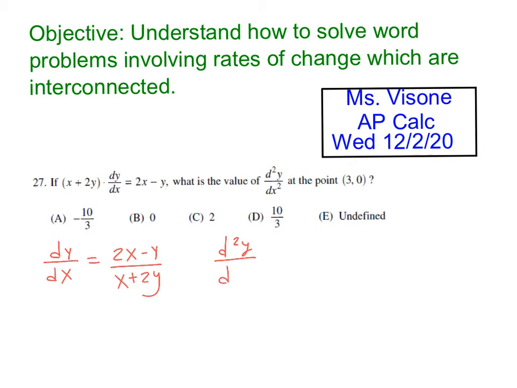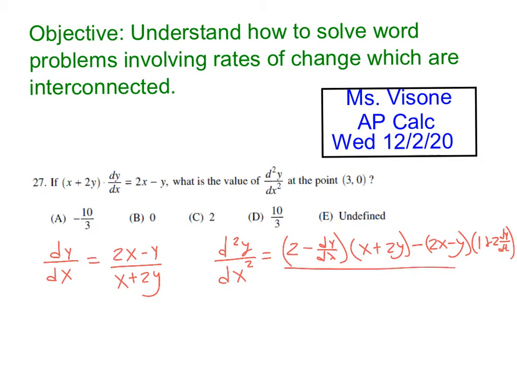So d²y/dx² equals, derivative of the top is 2 minus dy/dx times the bottom, minus the top times the derivative of the bottom, all over the bottom squared. Now, if this was just a regular problem, we would then need to substitute in for dy/dx, which would be terrible. But because we're just finding a point, I just figured out, well, what's dy/dx at (3, 0)?